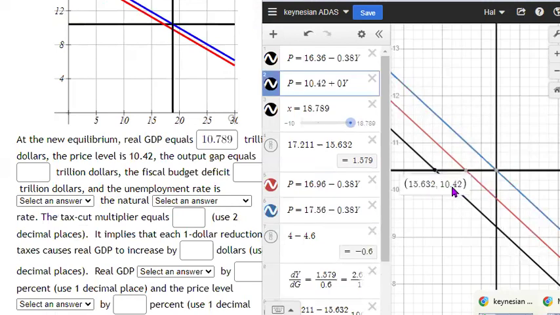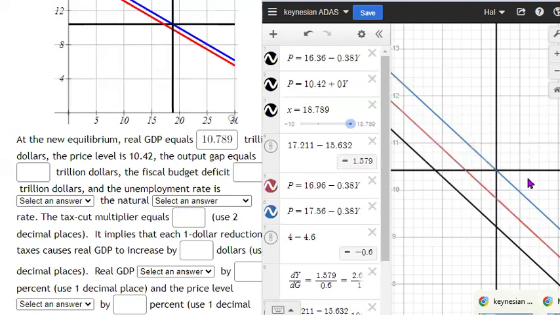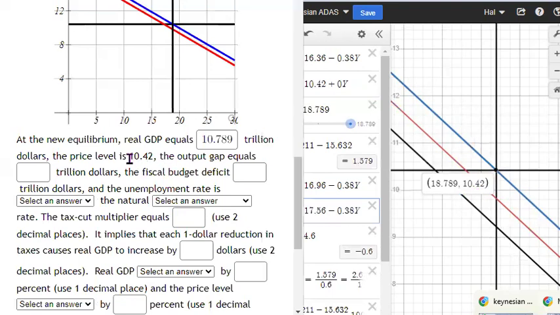The price level was 10.42. The price level is 10.42, right? So before the increase in government spending, the price level is 10.42. After the increase in government spending, the price level is 10.42. And then after the cut in taxes, the price level is 10.42. So the price level doesn't change.